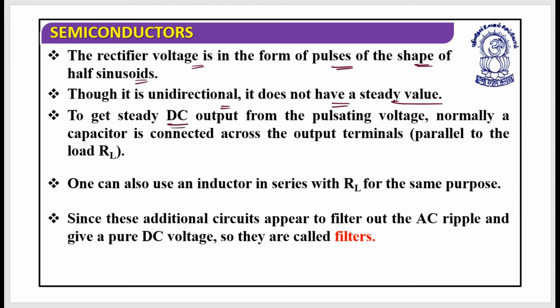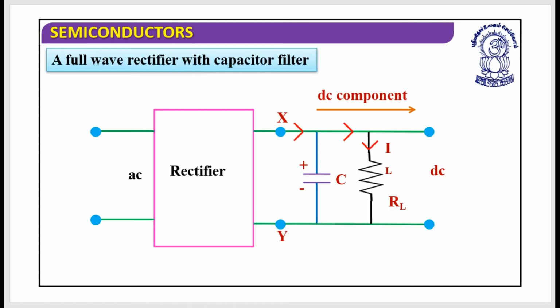So to get a steady DC output from the pulsating voltages, normally a capacitor is connected across the output terminals, parallel to the load RL, and we can also use an inductor in series with RL for the same purpose. This is just the filtering purpose. We are using a capacitor or an inductor. Since this additional circuit filters out the AC ripple and gives a pure DC voltage, it is known as the filter. Let's have a look.